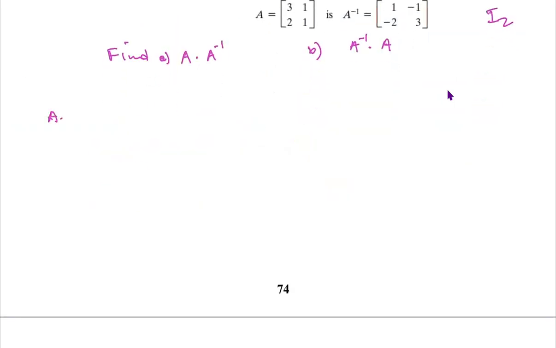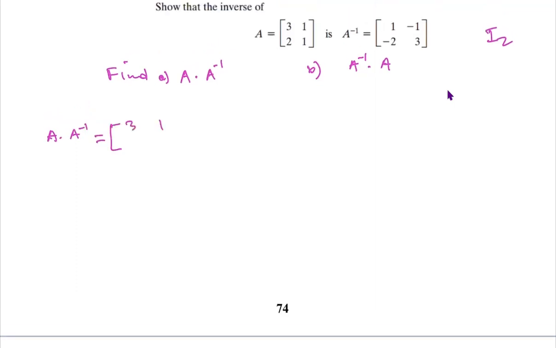So A times A inverse equals, so that's 3, 1, 2, 1 times 1, negative 1, and negative 2, 3. So now let's perform. I'm going to go faster for this one. So that's 3 times 1, 3, and 1 times negative 2. So that's 1. Then 3 times negative 1 and 1 times 3. So negative 3 plus 3, 0.